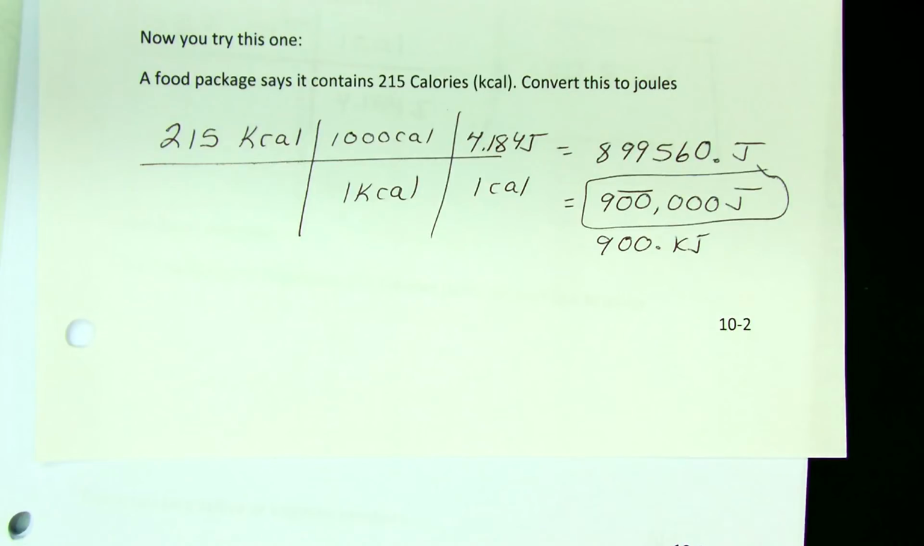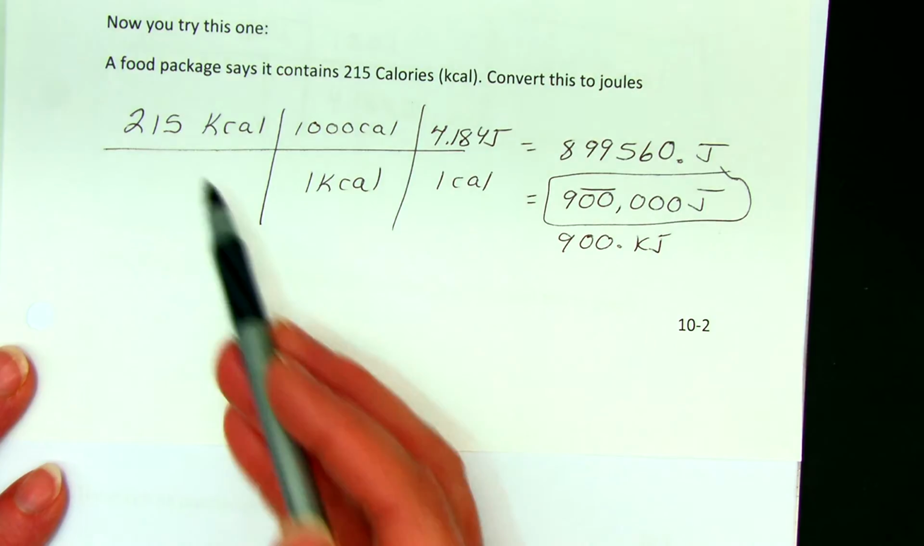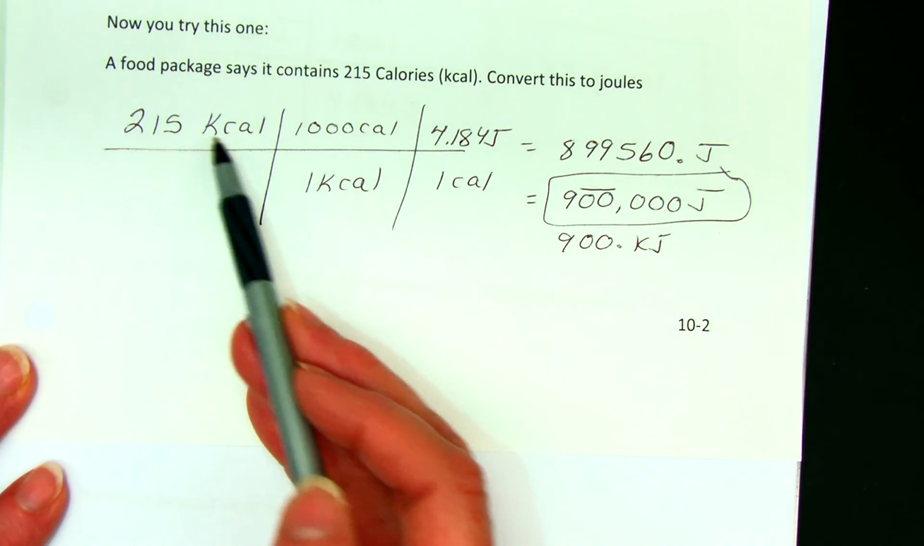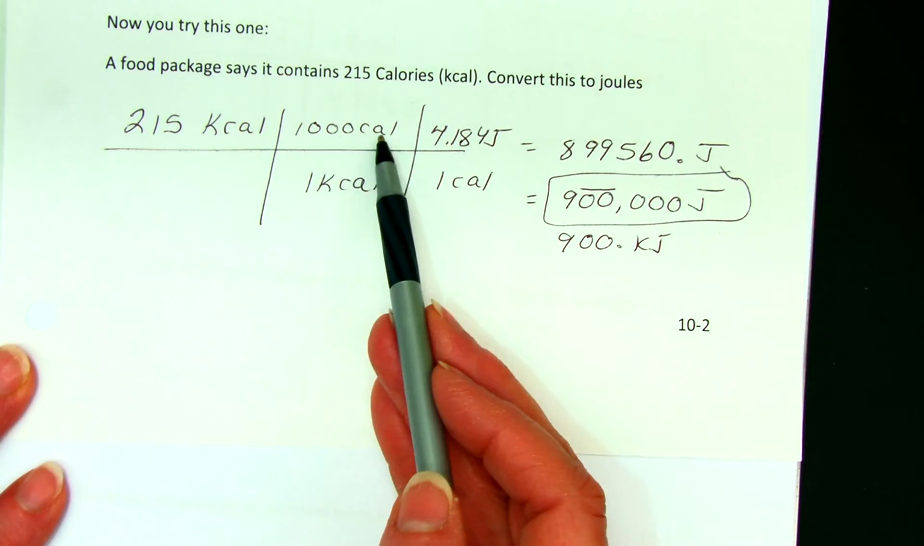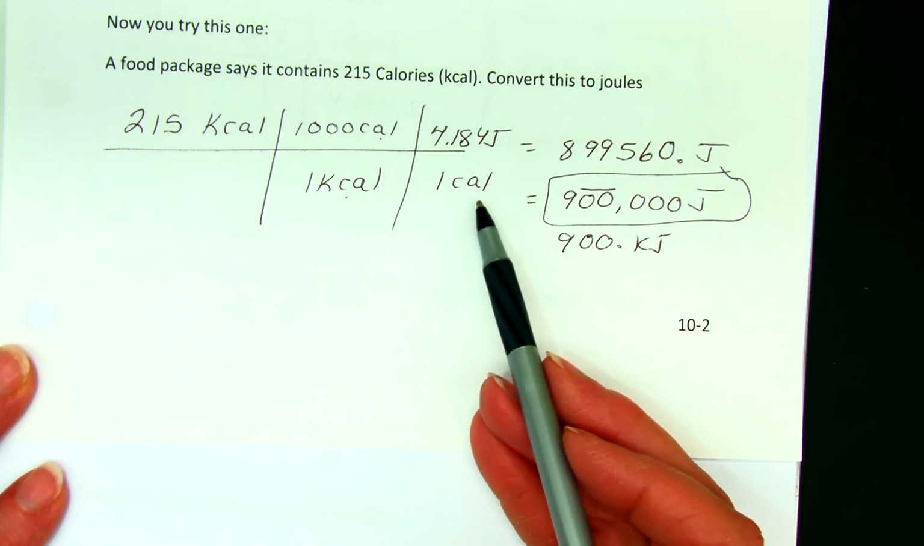Did you get the same answer I did? 900,000 joules. We know we have 215 kilocalories. There's 1,000 calories in a kilocalorie, and 4.184 joules is 1 calorie.